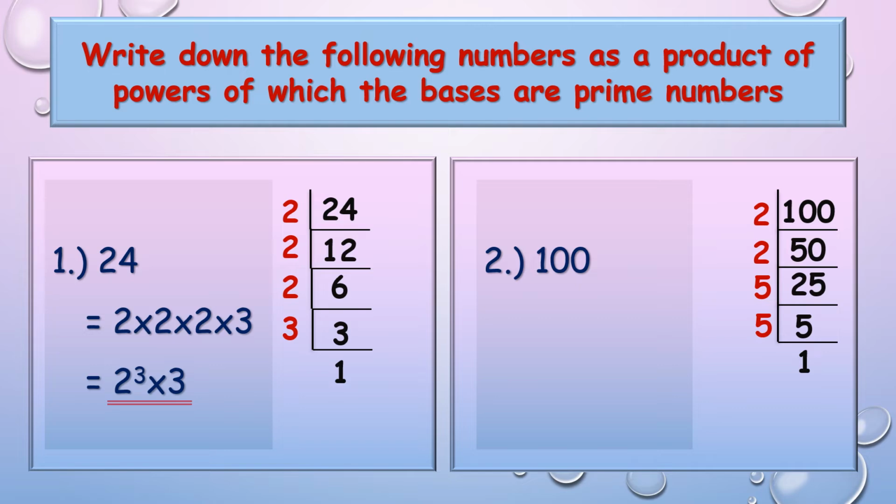Then the product of these numbers you can get 100. So 100 can be written as 2 times 2 times 5 times 5. There are 2 2's and 2 5's. So it can be read as 2 to the power 2 times 5 to the power 2, or 2 squared times 5 squared. Okay.